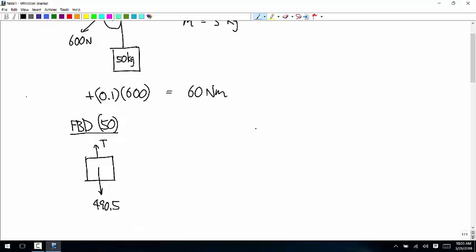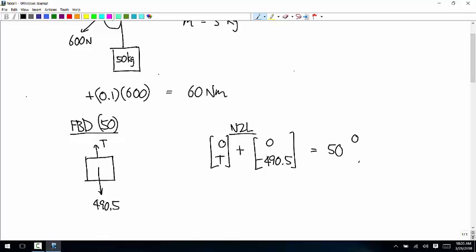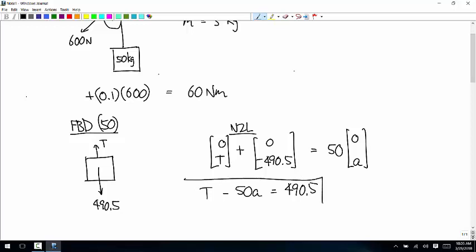This is just a particle, so all we get from this is Newton's second law. And that says the sum of forces: T plus 0 negative 490.5 is equal to the mass times 0, A. And so the first useful equation says T minus 50A is equal to 490.5. And I'll call that equation star. This is the problem that was on the quiz a week ago or something.